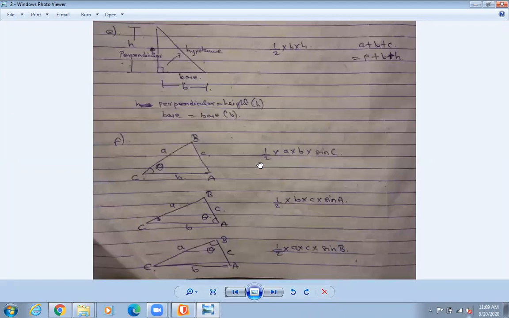This is a very new formula for you all. If the triangle is given, sides are given. The opposite of capital A is called small a. The opposite of capital B is called small b. The opposite of capital C is called small c.